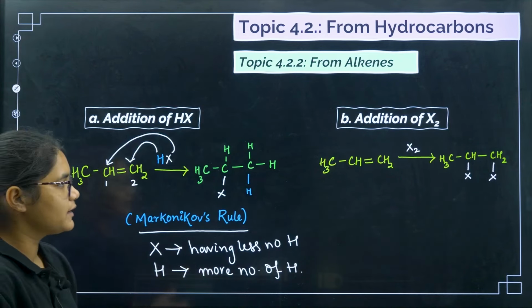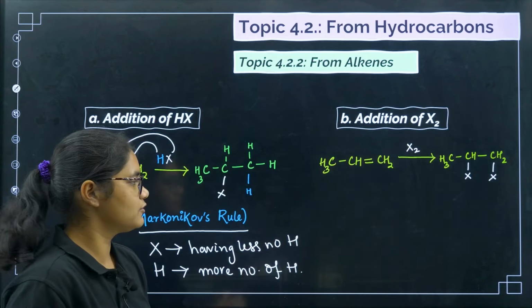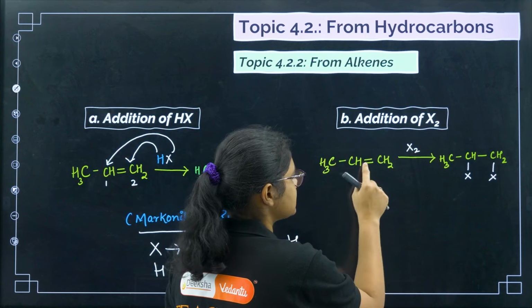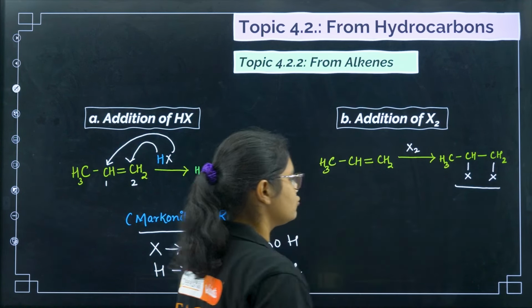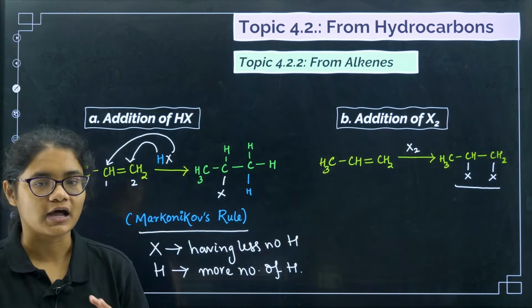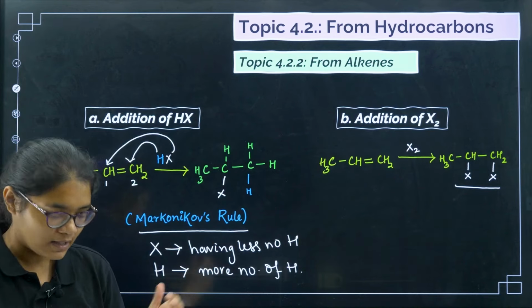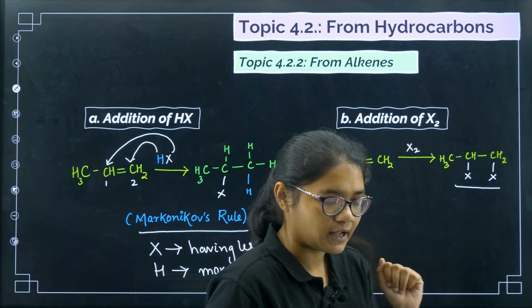Now next one is addition of X2. So addition of X2 is what? In the double bond, this double bond will break and we will get two halogens attached to both the carbons which were having double bond. Clear? Again, let us revise till now what we have done.